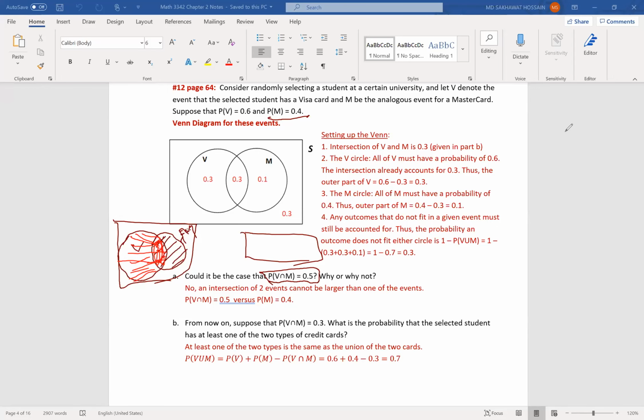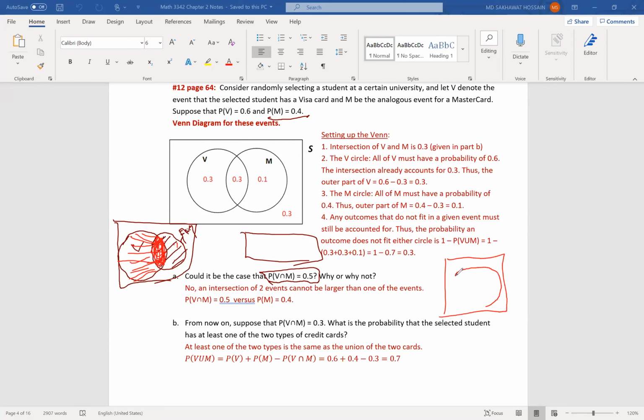So this part is the intersection. So the total area of M is this part plus this part, which is 0.4. Now the question is, is it possible that the area of only this part is 0.5? This is not true, right? Because this area plus this area is equal to 0.4, so this area cannot be more than 0.4. Even the intersection can be maximum 0.4 here.